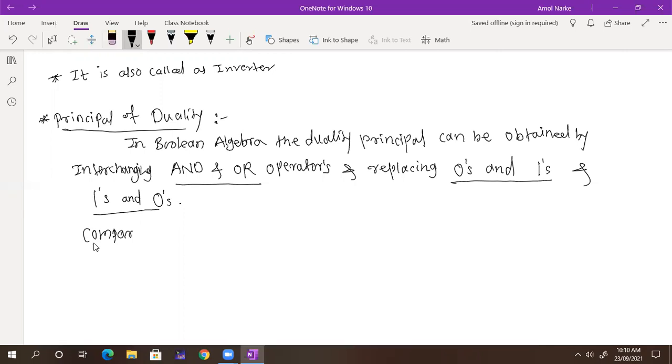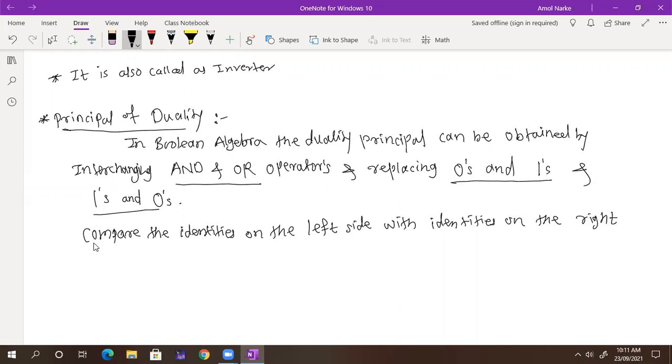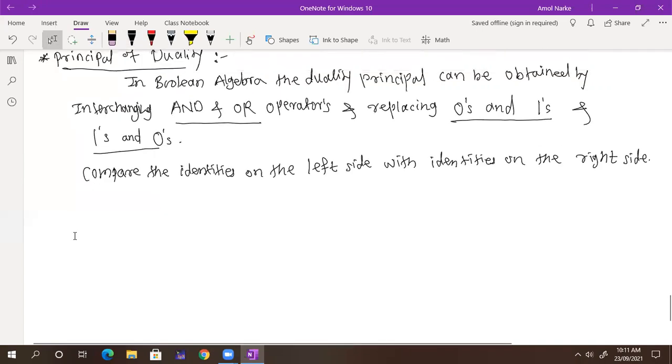Compare the identities on the left side with the identities on the right. So, for example, let's see the example.